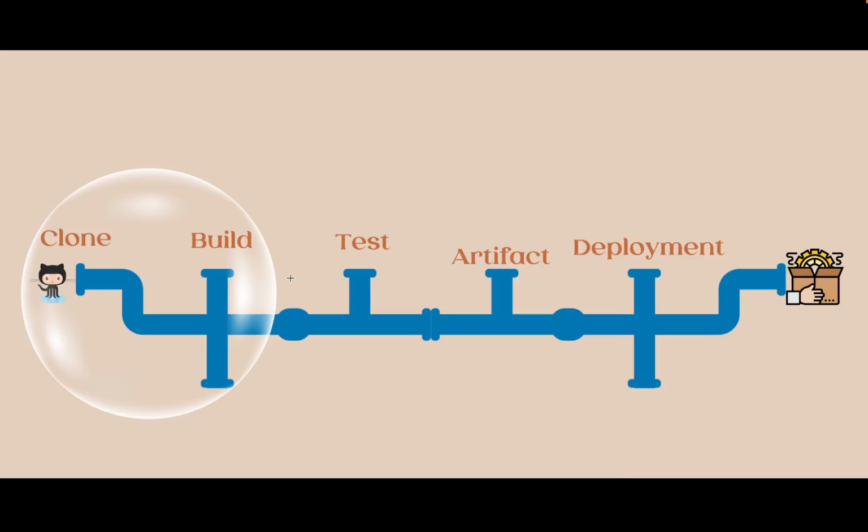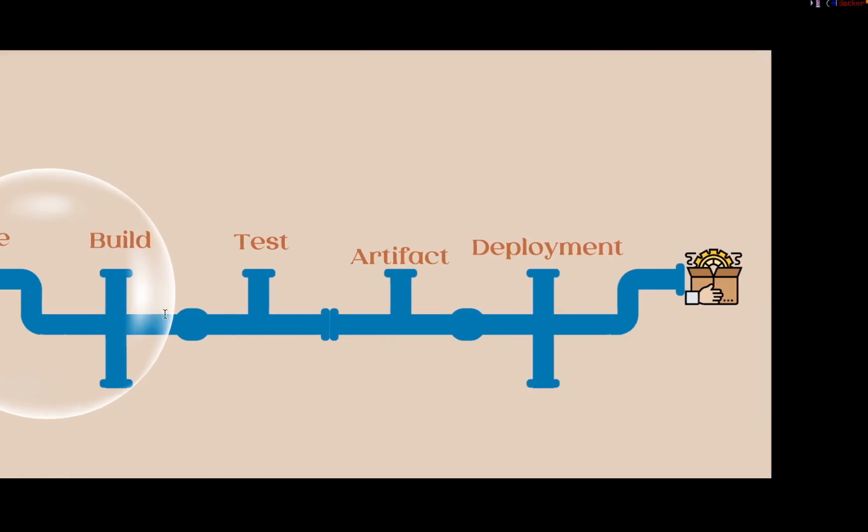In our upcoming practice session, we will concentrate on two crucial stages of our pipeline, the clone and the build stage. We will begin by cloning our code repository and proceed to build a Docker image using the Dockerfile provided within the cloned repository. These steps will allow us to effectively establish the foundation of our pipeline workflow.